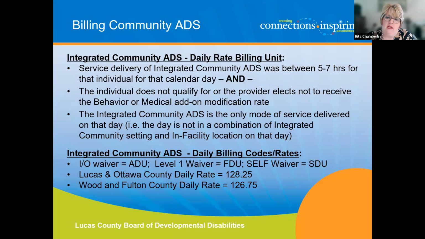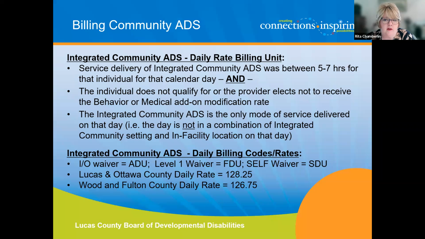Again, this is where you may have a 5-hour day program, but if you're able to bill the daily rate because it meets criteria, you're actually going to get paid for what's equivalent to a 6.25-hour day. Now, to bill that, you do need to make sure that you're using the right codes, because if you just bill it as a traditional ADS service, you're going to get paid the traditional ADS rate. So you want to make sure that you're billing the right rate. I've got them listed there, what the rate is for the IO waiver, the Level 1 waiver, and the SELF waiver. The key to it is your last 2 digits are DU.